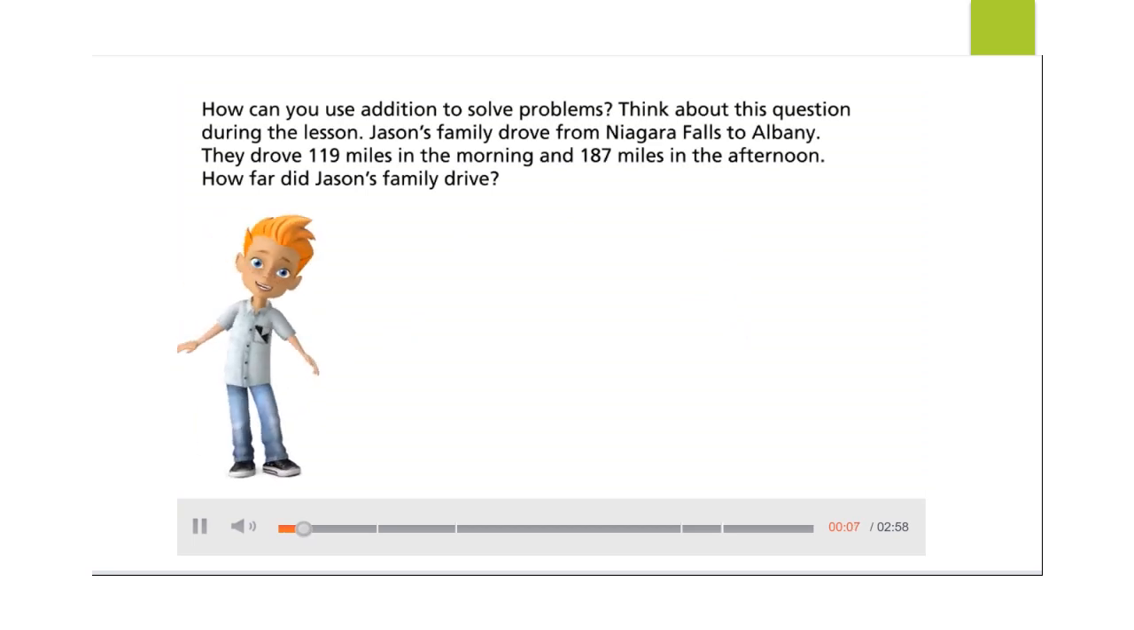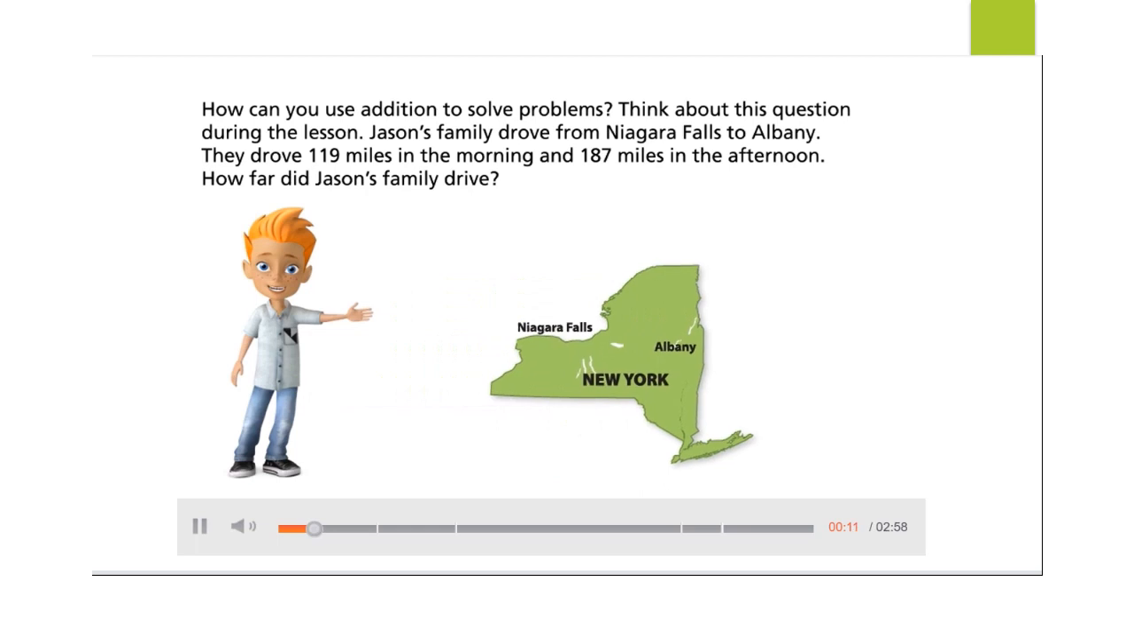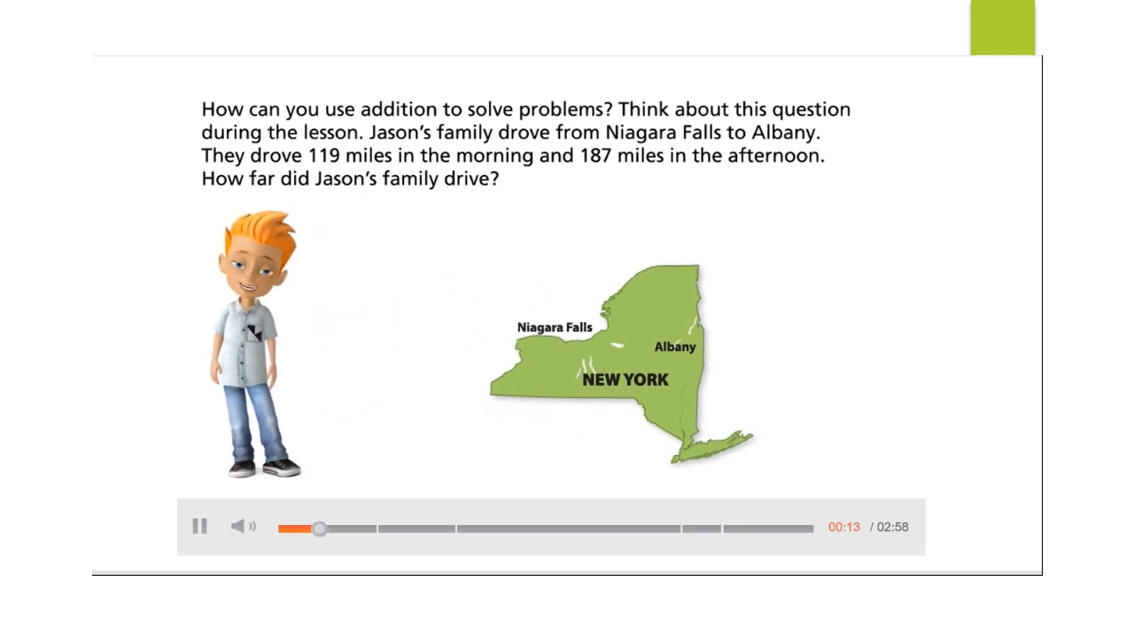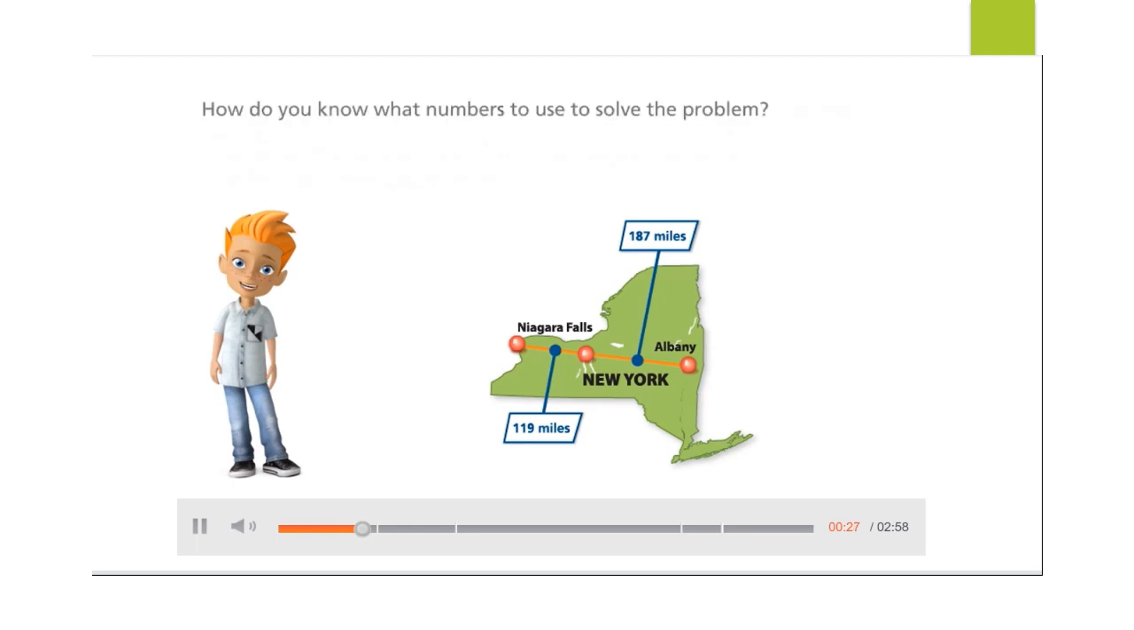How can you use addition to solve problems? Think about this question during the lesson. Jason's family drove from Niagara Falls to Albany. They drove 119 miles in the morning and 187 miles in the afternoon. How far did Jason's family drive? How do you know what numbers to use to solve the problem?